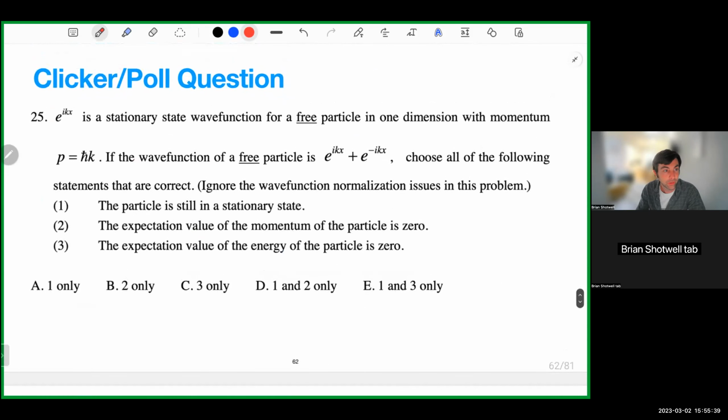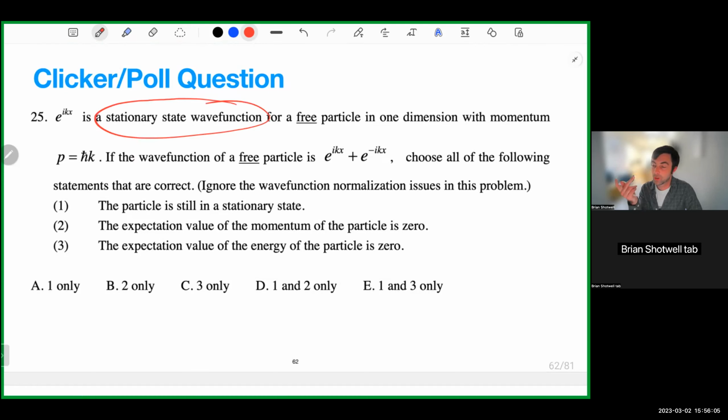So we have a few clicker questions. Might as well go through these as more examples. E to the i kx is a stationary state wave function for a free particle in one dimension. Okay, right? Stationary state wave function, energy eigenstate. So if a free particle is a momentum eigenstate, then it's definitely an energy eigenstate.